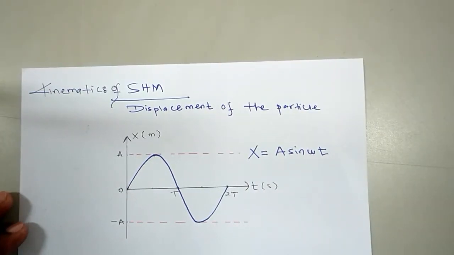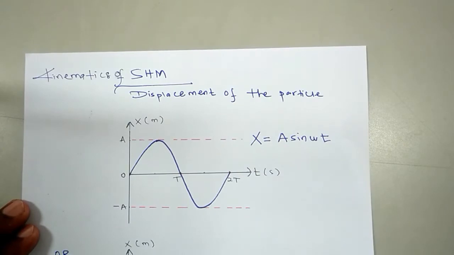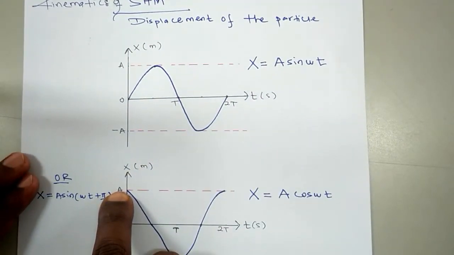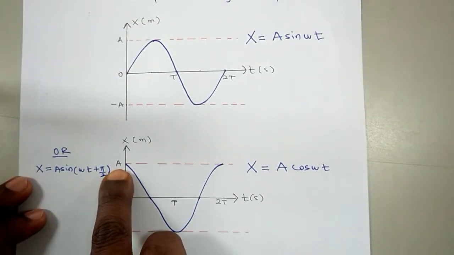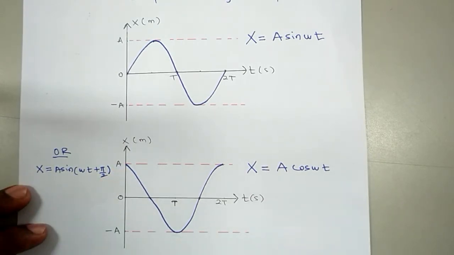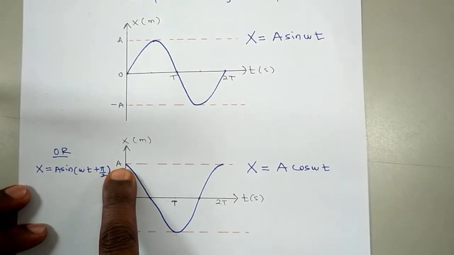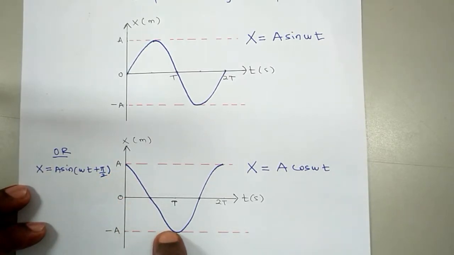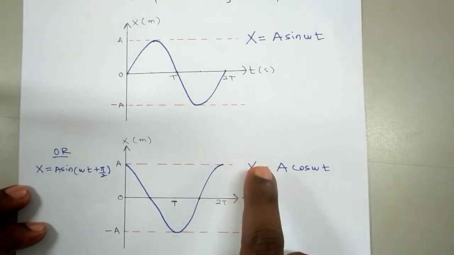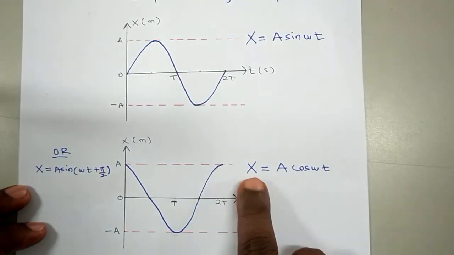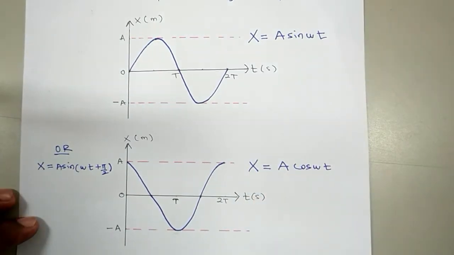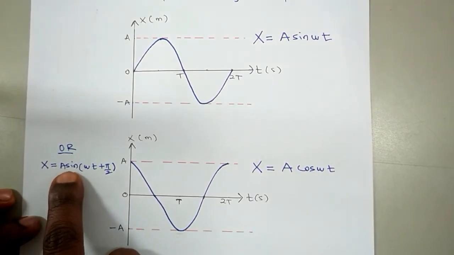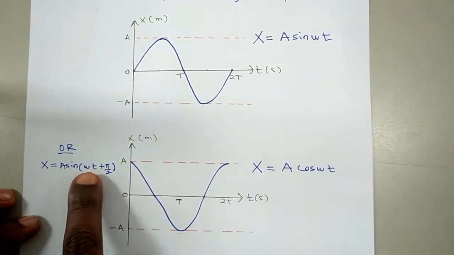If the particle starts from the positive amplitude a, at this point t equals 0, x equals positive a. So the graph shows the displacement x of the particle after a time t given by x equals a cos omega t, or x equals a sin in bracket omega t plus pi over 2.